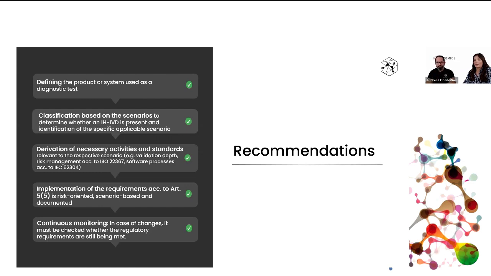And then in the next step, you would start to implement all of the requirements that are needed according to Article 5.5. And for this, you should always progress in a risk-oriented and also in a scenario-based way. And obviously, if you are not documenting it, then it did not happen. So this means, once again, to highlight, everything that you are doing always needs to be thoroughly documented. And as a last step, you are also responsible for the continuous monitoring. So in case there are any changes, it must definitely be checked if the regulatory requirements are still going to be met.